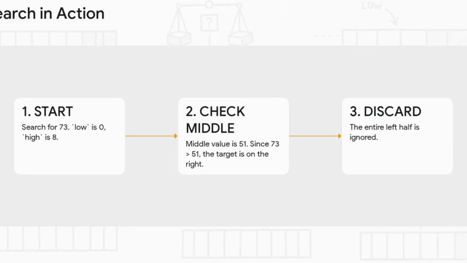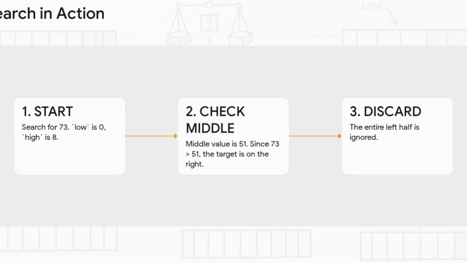Okay. Let's walk through an example. Here's a nice, sorted array of numbers. We're on the hunt for the number 73. So we start with the whole array, from the low end at index 0 to the high end at index 8. First step, go straight to the middle. The middle element is at index 4, and its value is 51. Now we just ask a simple question. Is our target, 73, bigger or smaller than 51?